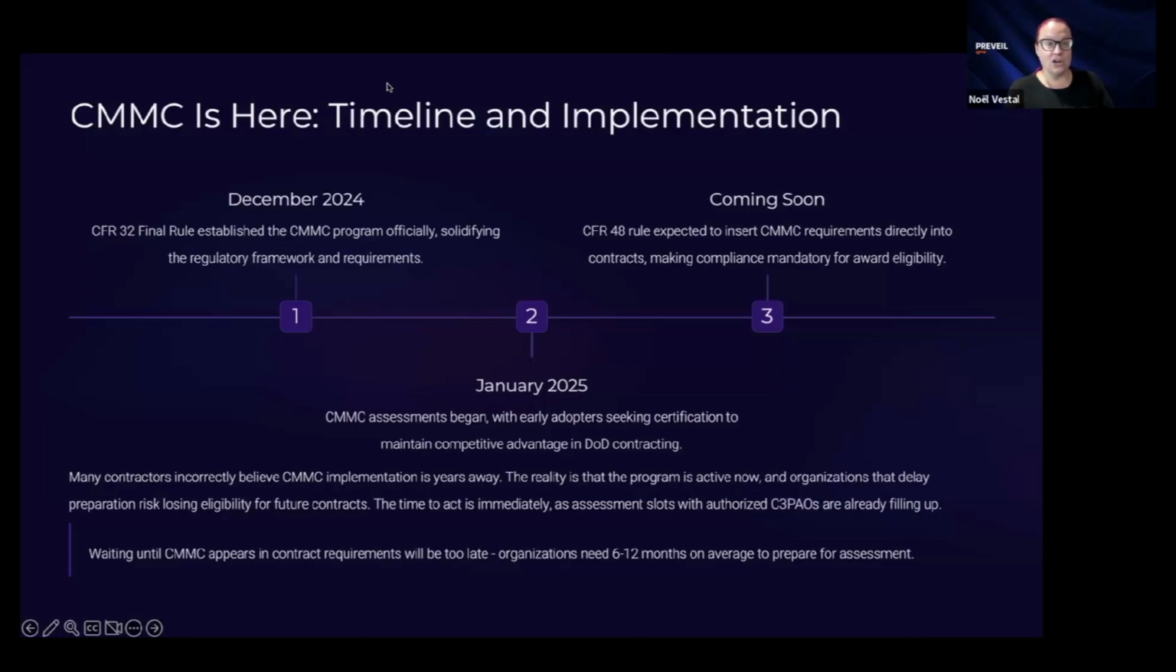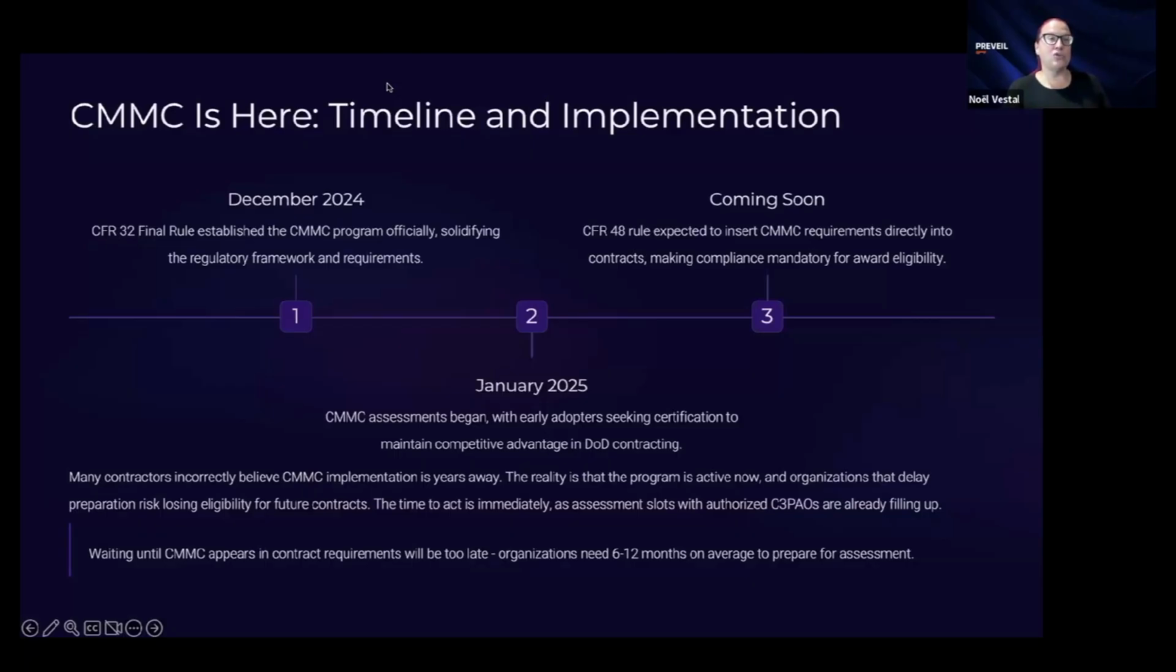Then after that year, the second year, you will be expected to have a CMMC certification for your contract. So if it's level 2 or level 3, you'll be expected to already have that done. So this is something to really remember. Once CFR 48 comes out, you have a year to get that assessment done.